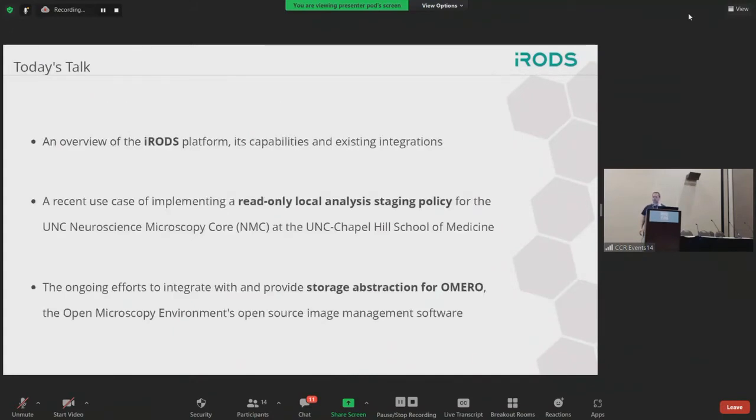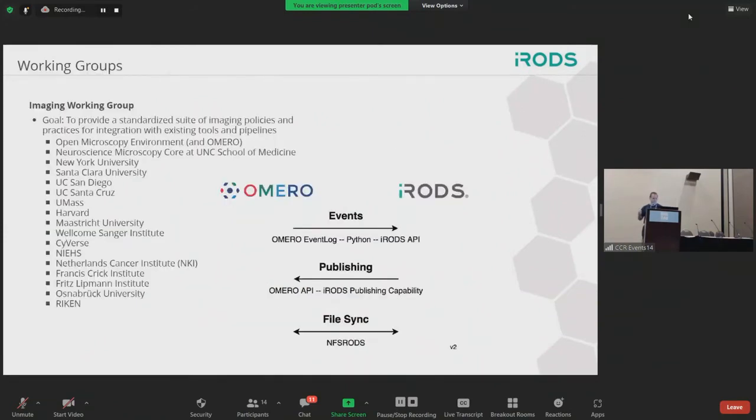So that was the second bullet. And then the last bullet's about the future. So we're going to talk about bringing some storage abstraction to the OMERO tool.